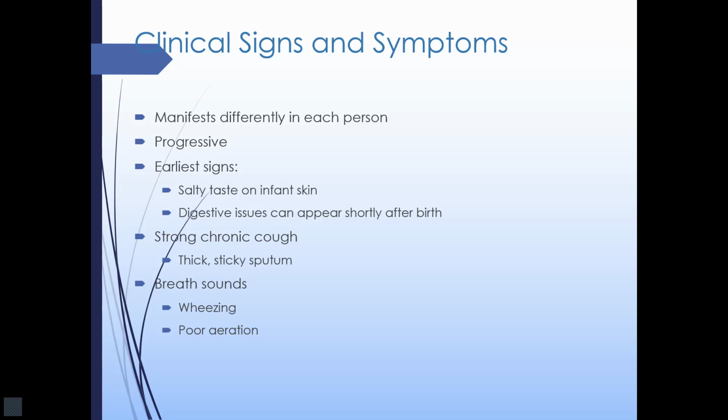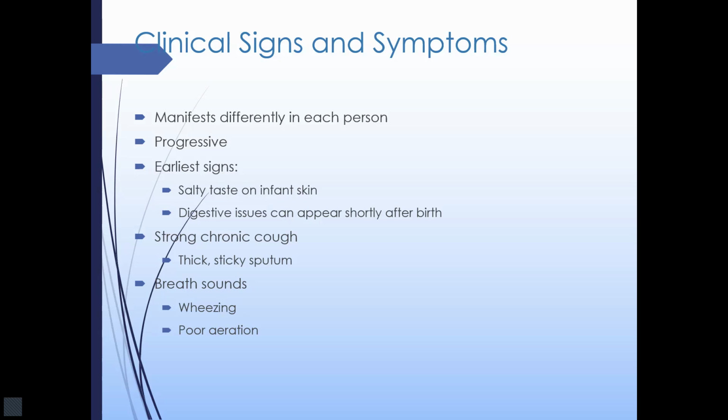So it's a salty taste on an infant's skin when they sweat. And then digestive issues can appear shortly after birth. Sometimes those are the earliest manifestations of cystic fibrosis, but often they go unnoticed because there isn't any respiratory issue. CF patients, as they progress through life, have strong chronic coughs. They produce viscous sputum, and they can have hemoptysis too, because they're coughing so hard they burst blood vessels, which causes some bleeding in the lungs and blood in their sputum. And then they often have wheezing and poor aeration in their lungs.